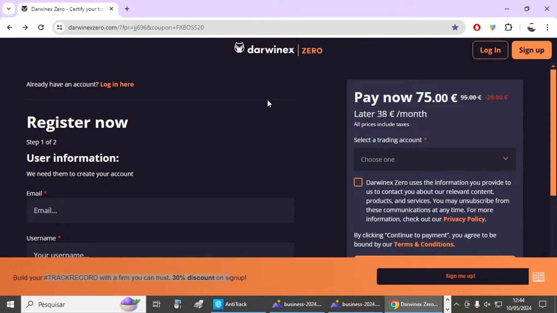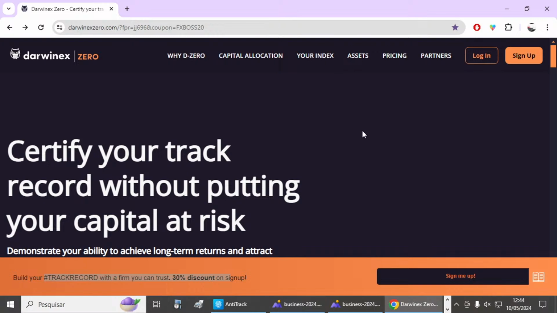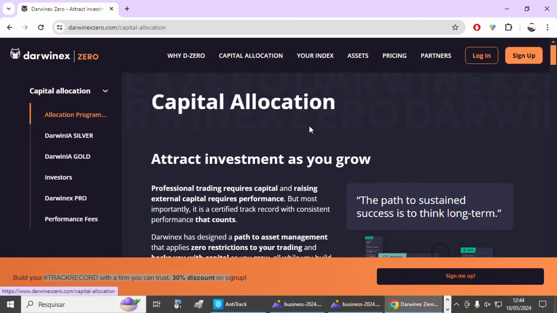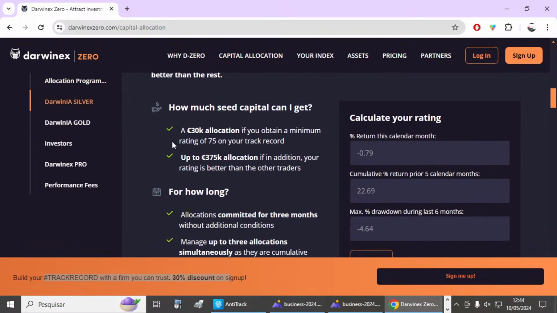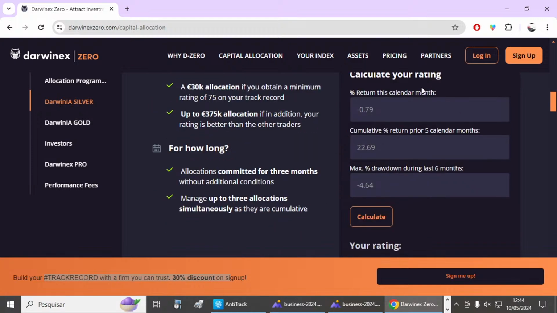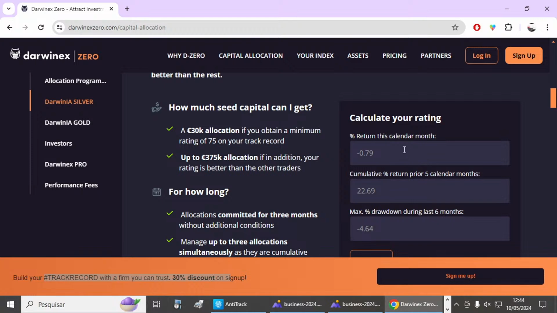How does this work? Why would you pay 38 euros per month? You go to capital allocation, everybody, and down in here you have a 30,000 allocation if you obtain a minimum rating of 75 on your track record. It's not much money, but it's 38 euros. And here you have the calculator to play around.